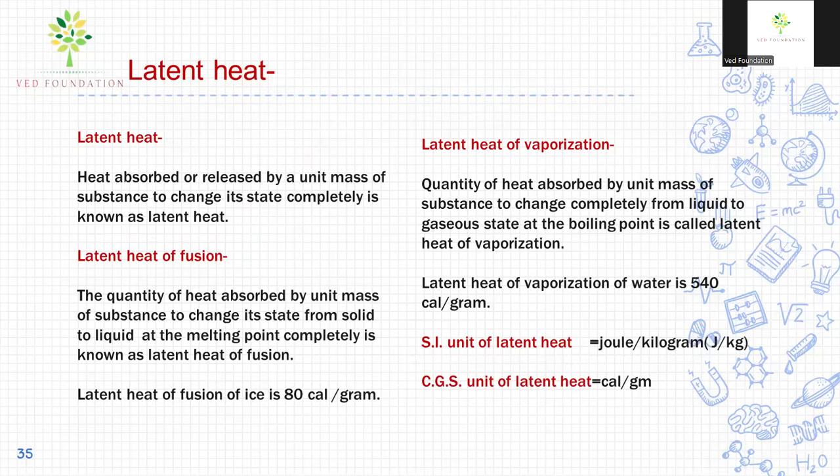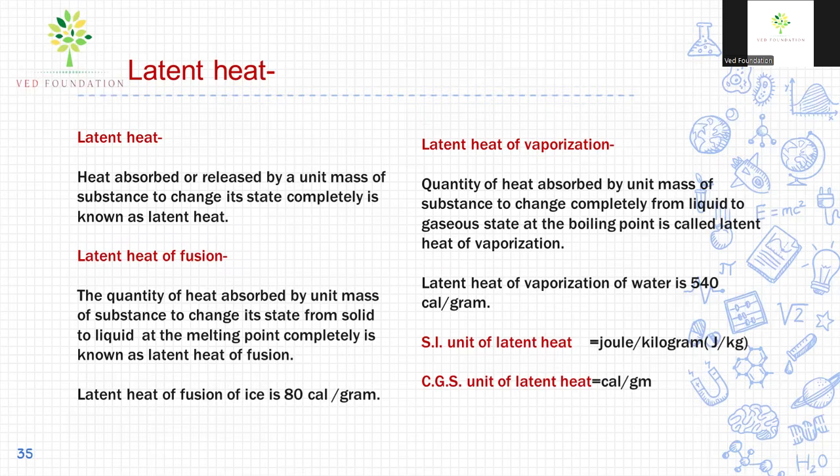Next, latent heat. Latent means hidden. Latent heat means hidden heat. Heat absorbed or released by a unit mass of substance to change its state completely is known as latent heat. Solid absorbs heat to convert into liquid state. So the heat absorbed by solid to convert into liquid state is called latent heat. In the same way, liquid absorbs heat to convert into gaseous state, that is also called latent heat.